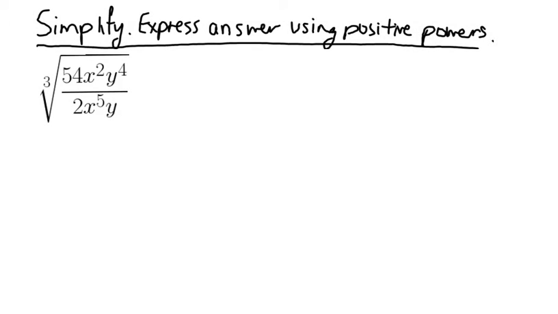In this example, we're going to simplify the given expression, and we're going to try to ensure that our final answer is expressed only using positive powers. What I'm going to do first is try to simplify the fraction that's inside of our cubed root. So let's begin by looking at the numerical values.